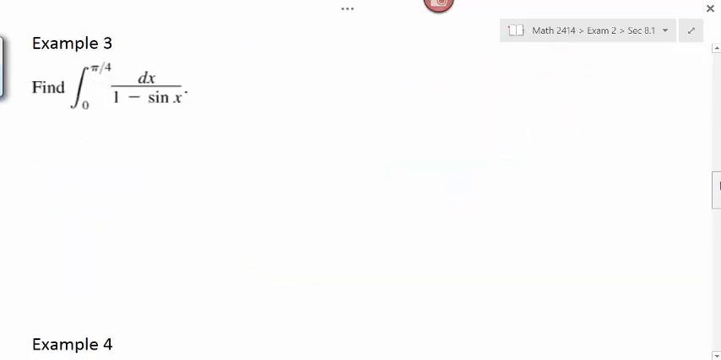Example 3 now, we have a definite integral, which is good, but we have an expression here that I don't know how to simplify. If I did a u substitution here and let u be 1 minus sine x, my du would need a cosine x in it, wouldn't it? And I don't have a cosine here.